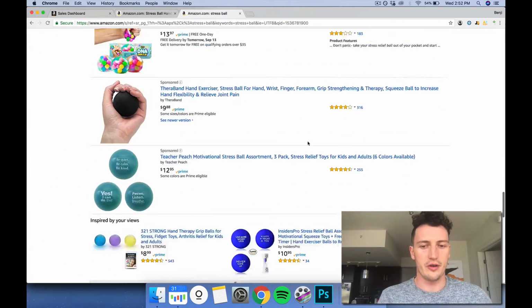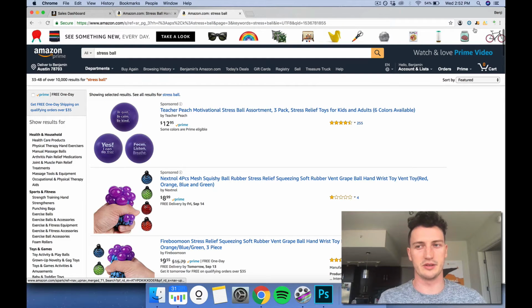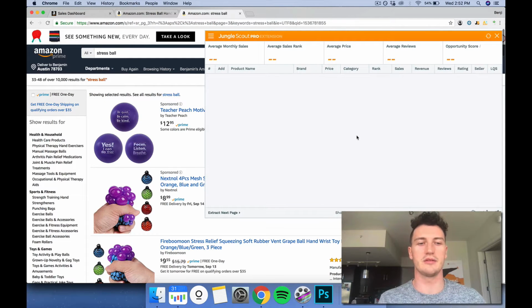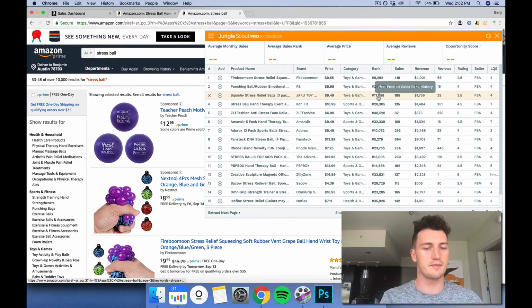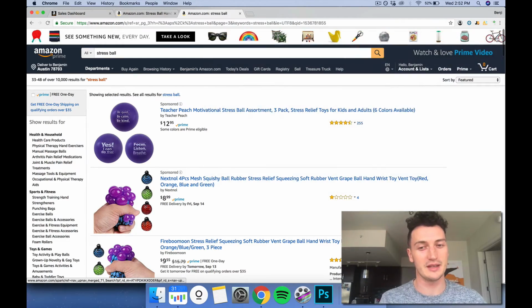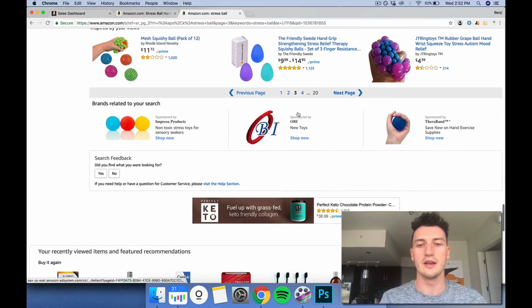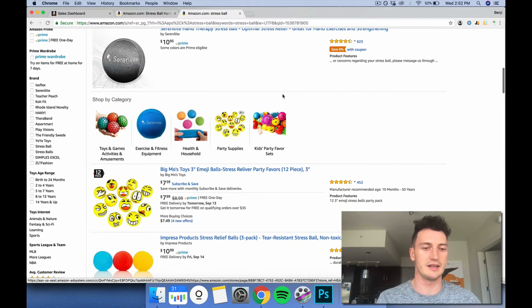If we go over to the third page and we Jungle Scout the third page, you'll notice a ridiculous difference in the bestseller rank and the sales momentum. These products don't have the sales momentum of the products on the first page, because Amazon wants to display the best-selling products early. They know the better the selling product, the more popular it is, the more people are liking it, and basically the better product it is.